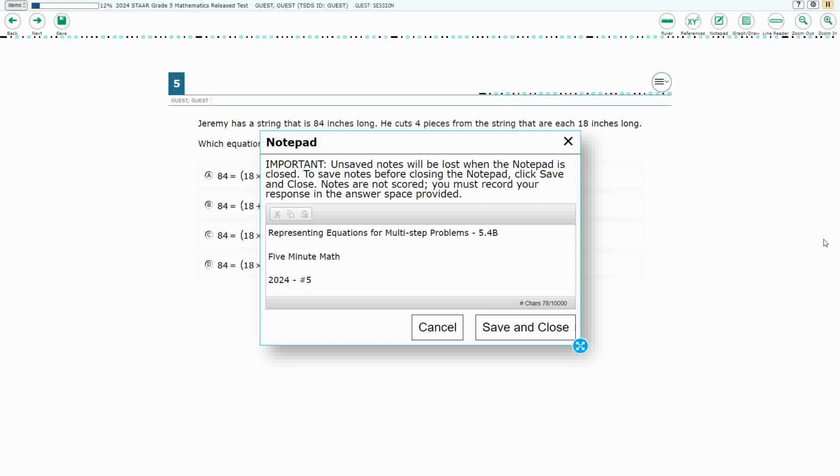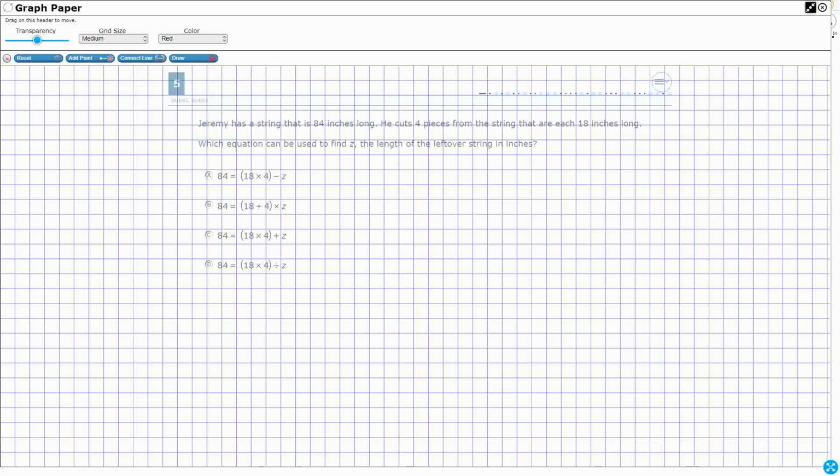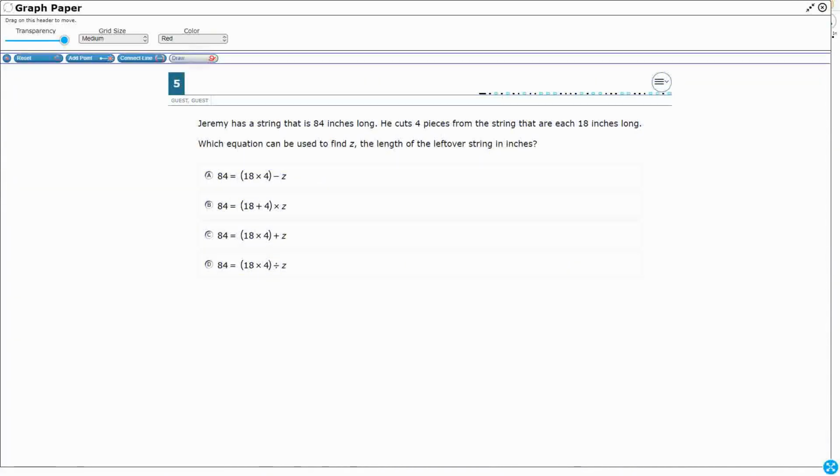Today we are looking at the fifth grade concept of representing equations for multi-step problems. This is standard 5.4b in the great state of Texas, and we are using item number 5 of the 2024 released STAAR test. If you haven't done so already, please take a moment to pause the video, work this problem out on your own, unpause it, and we will look at our answers together.